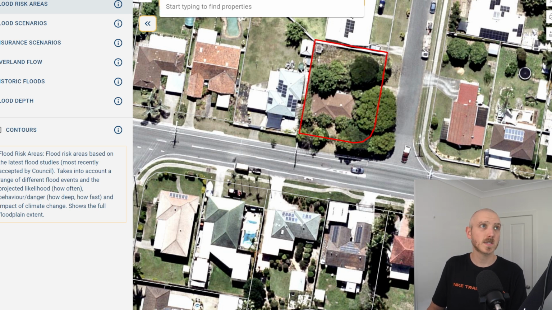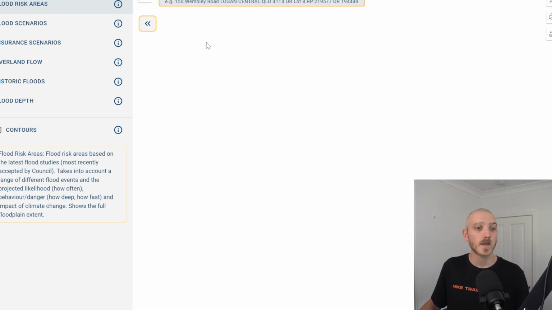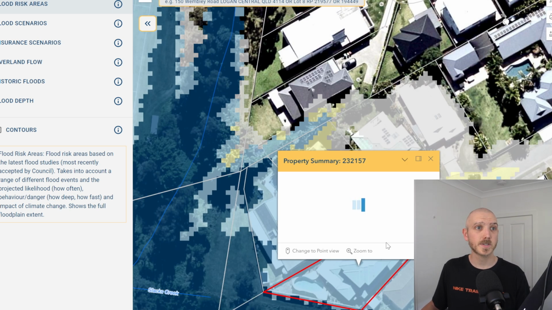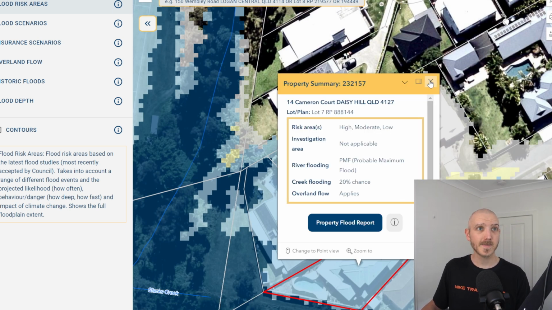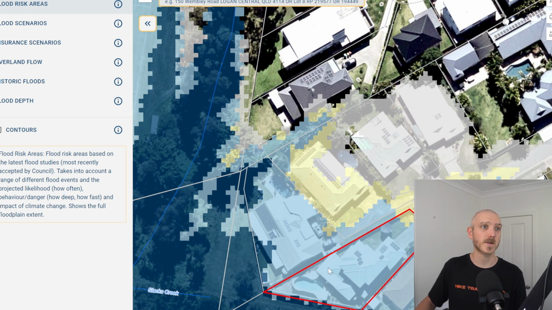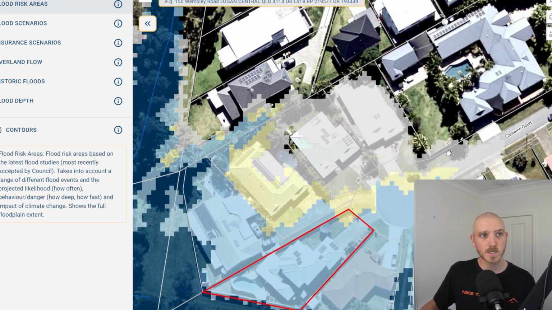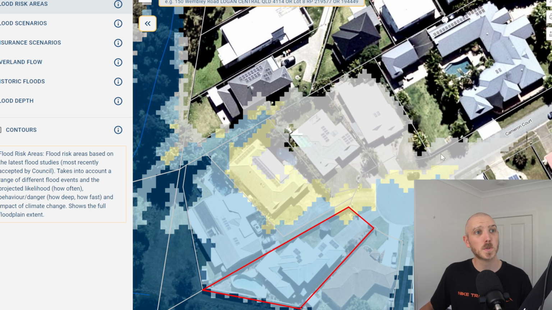So if we look at 14 Cameron Court in Daisy Hill, you can obviously type in the address, search up the property, and you can see here, this property's got flood mapping over it. It's a light blue, there's dark blue behind it where there's an overland flow path, and then it's got some yellow and some gray. The really interesting thing is I lived in this property for over 20 years and not an ounce of flooding occurred.